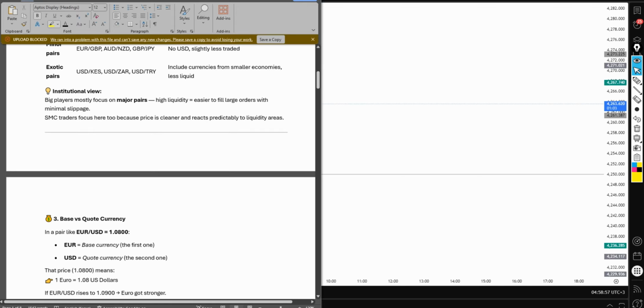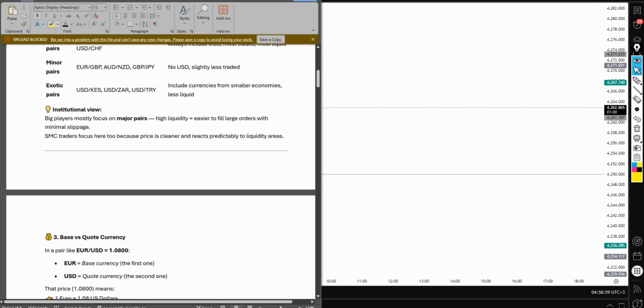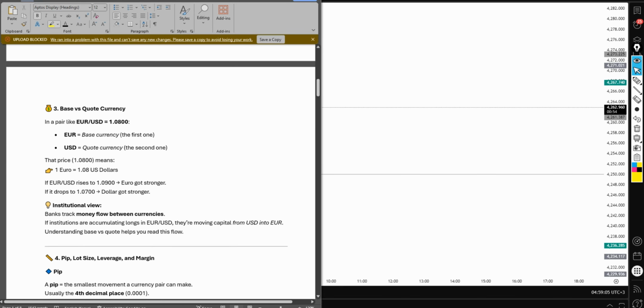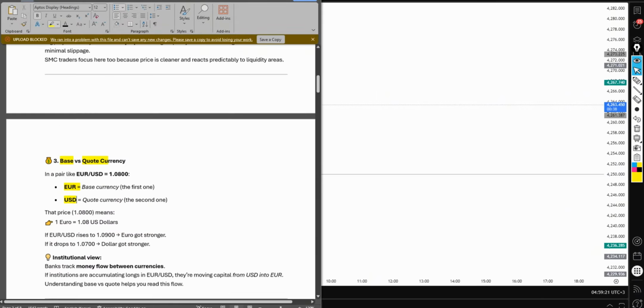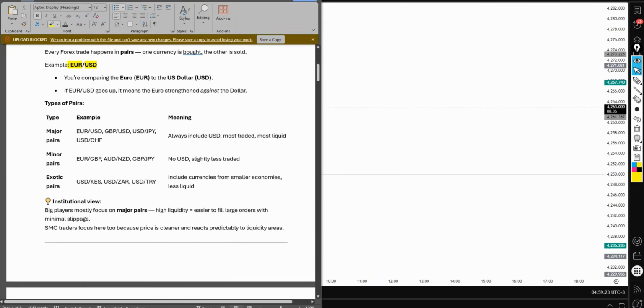Major pairs are traded because they have high liquidity and it is easier to fill large orders. As we say, we have the base currency and the quote currency. In a pair like Euro USD, Euro is the base currency and USD is the quote currency. Say Euro GBP: Euro is the base currency and GBP is the quote currency.